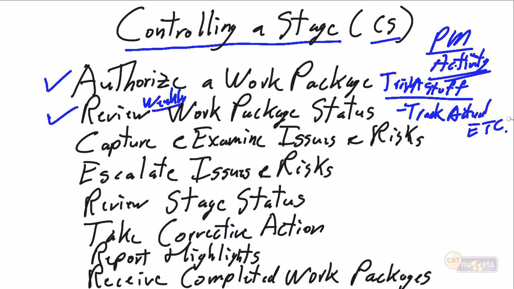We also get an individual status report from the team members that says what works well, what's not working well, what are my problems, what are my issues, what are my warnings, and we can use that as one of the key inputs into our PM activity of capturing and examining the issues and the risks, the current problems, and the future problems that are going to impact successful project delivery.